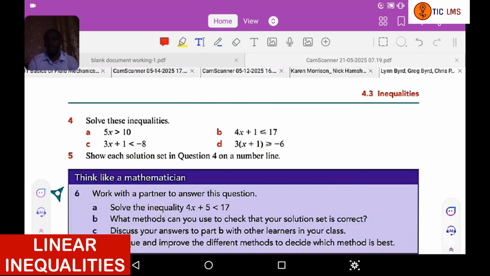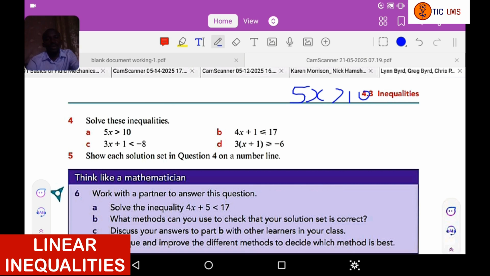Alright, so let's look at question 4. Solve these inequalities. A. 5x greater than 10. Okay, so let's solve this one after the other. We have 5x greater than 10. Now we're not asked to draw any number line here. We just need to find the value of x.